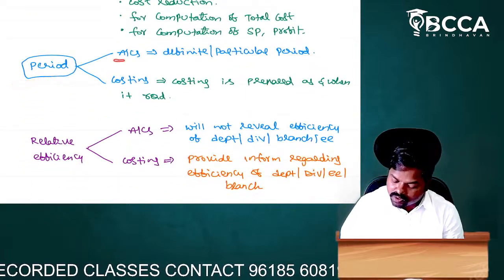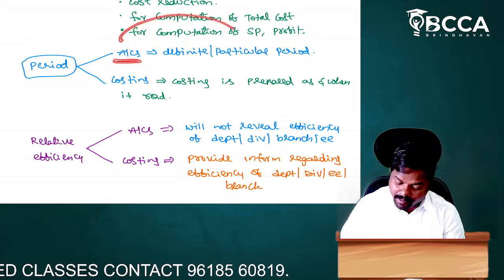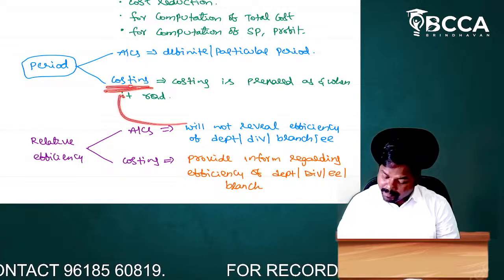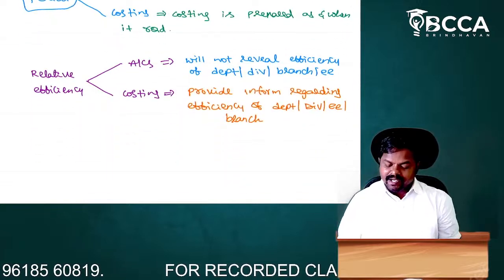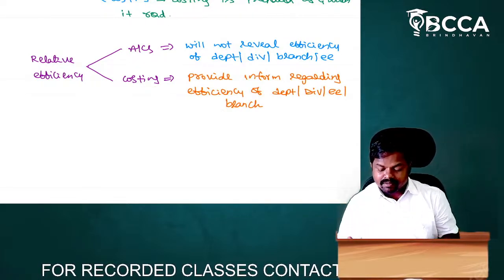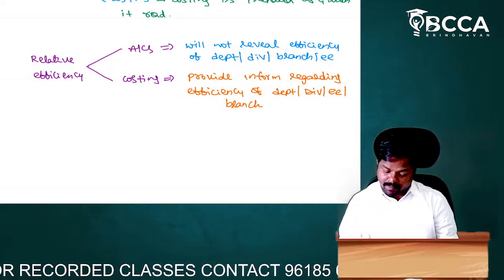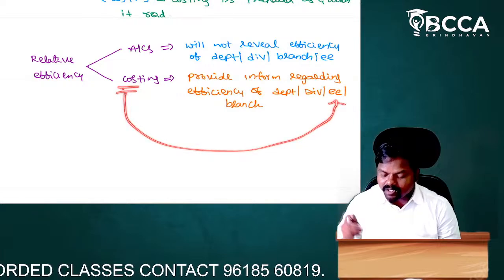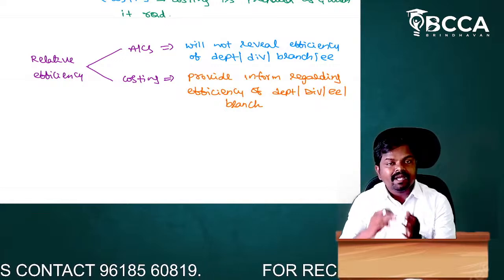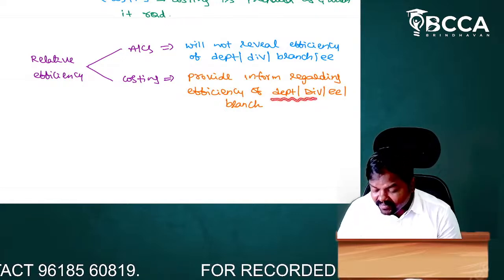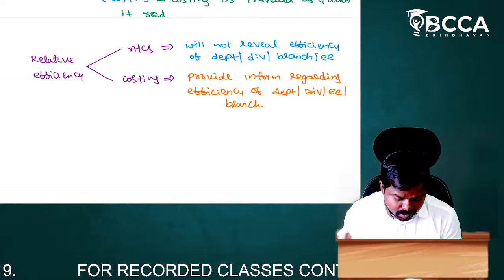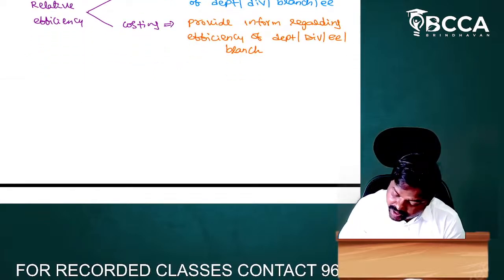Next, period. Accounts are prepared for a particular period. Costing will be prepared as and when it is required. Relative efficiency: accounting will not reveal the efficiency of each department. Costing will reveal the efficiency of the department, division, employee. Sir, how to reveal the efficiency of the employee? It will be covered under the labor chapter. How to reveal the efficiency of a department or division? It will be covered under group 2 costing. Till now discussion clear.